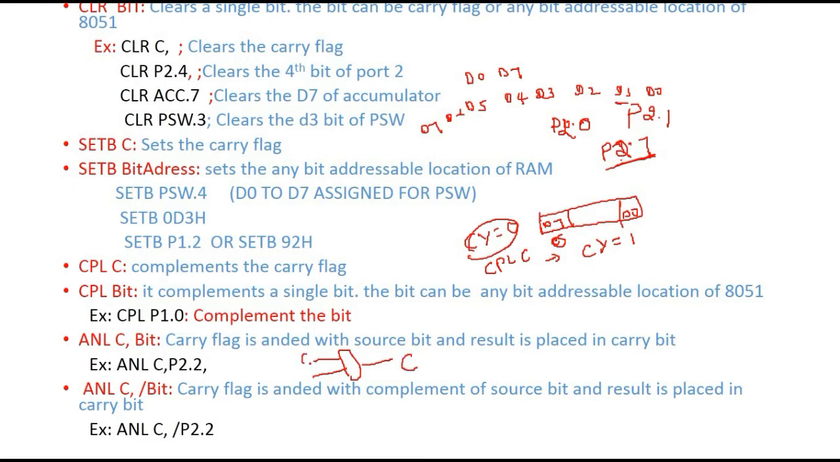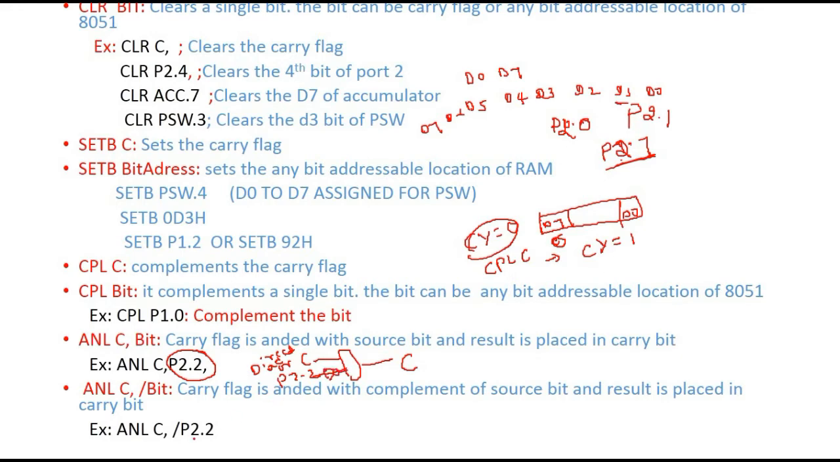So this is C, and this bit can be P2.2, or it can be any direct bit. The only condition is that this should be a bit-addressable location of the 8051. Similarly, here we have ANL C, slash bit. Slash bit means the complement of the bit.